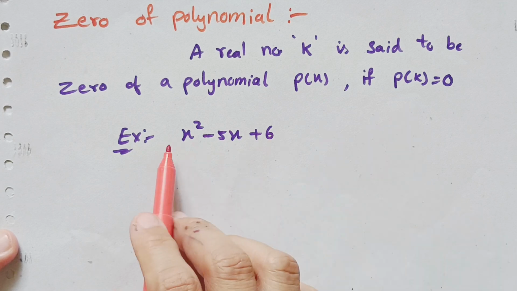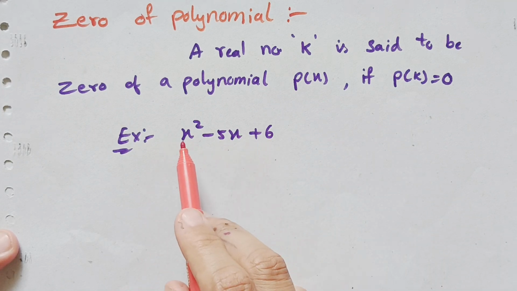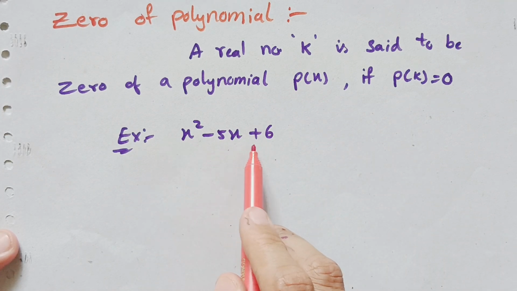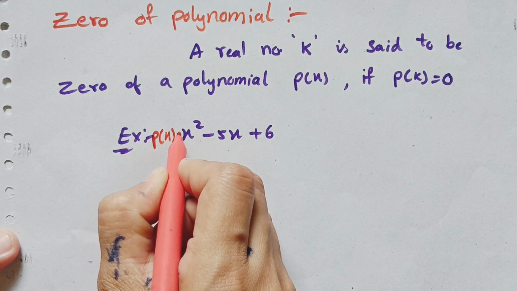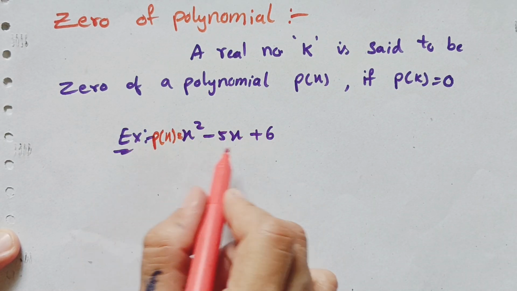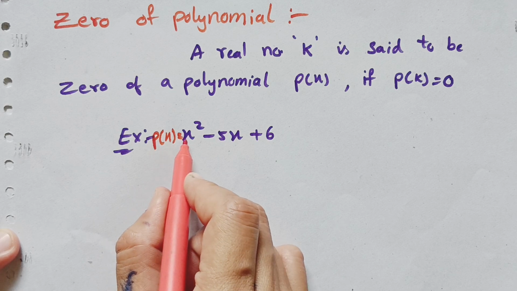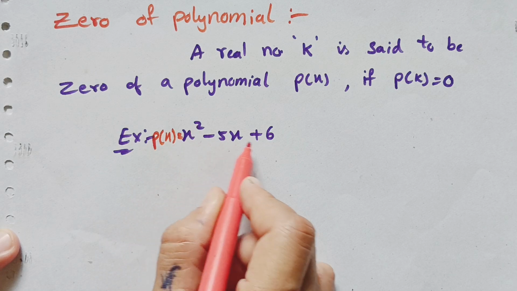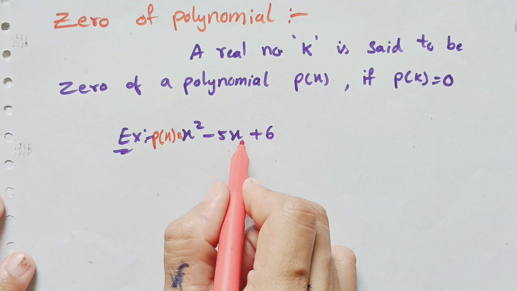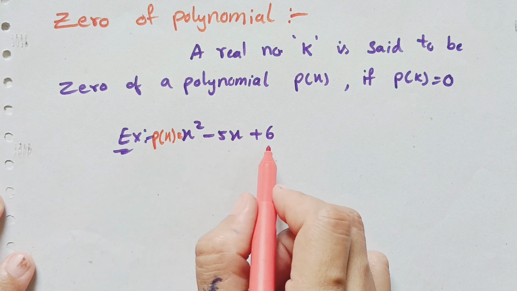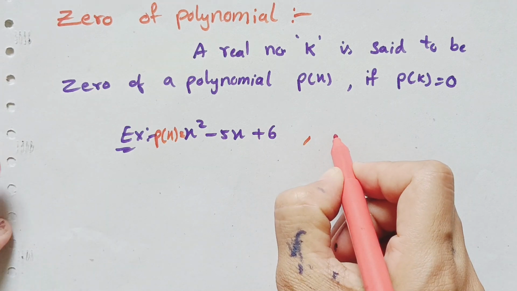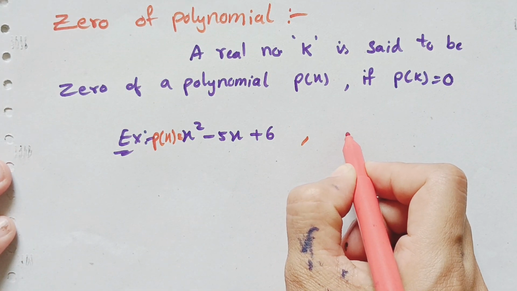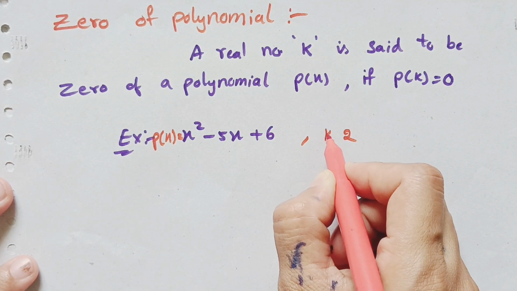Okay, now I'll explain clearly by using this example. Here the example is x square minus 5x plus 6. This is p of x. Why? Because it is a polynomial in x variable. That's why p of x equal to x square minus 5x plus 6. Now what I'm going to do? I'm going to substitute the x value with any number. So let us treat that number as 2. So this is k equal to 2.